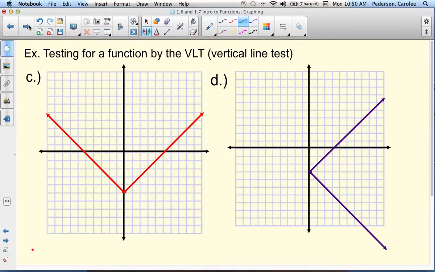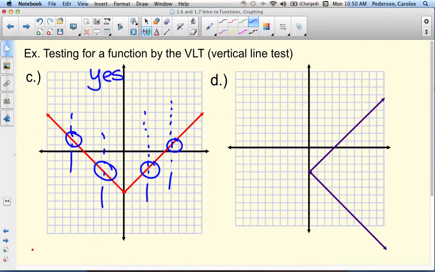Here's an example of a graph, and we want to test to see if it passes the vertical line test. So if I imagine this V is my relation of set of ordered pairs, if I start making these vertical lines along here, it touches once, it touches once, it touches once, it touches once. So we say that yes, this is a function because it passes the vertical line test.